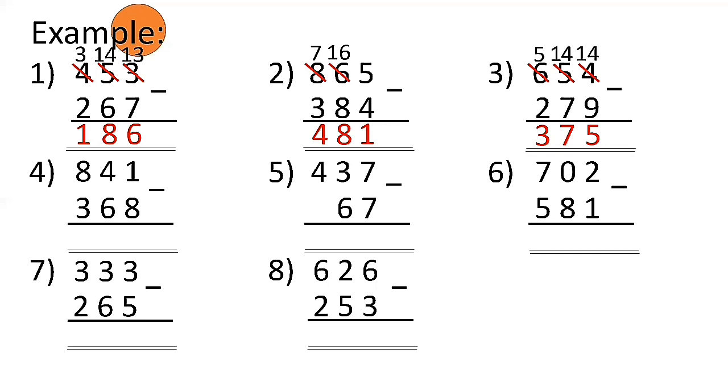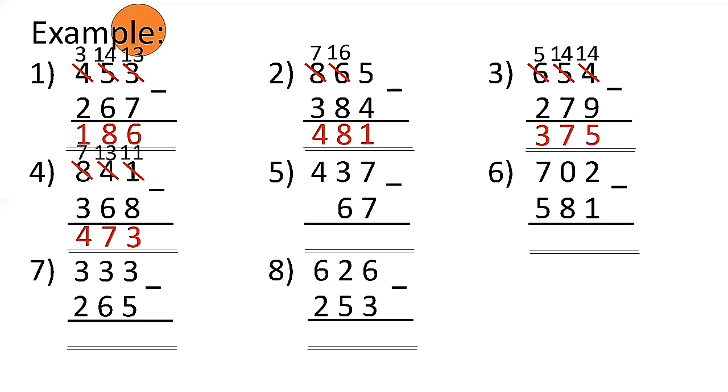Number 4, 841 minus 368. We cannot subtract 1 by 8, so we need to borrow. 4 becomes 3, 1 becomes 11. 11 minus 8, it is 3. And 3 minus 6 cannot be, so we need to borrow in the hundreds place. 8 becomes 7, and 3 becomes 13. 13 minus 6, that is 7.